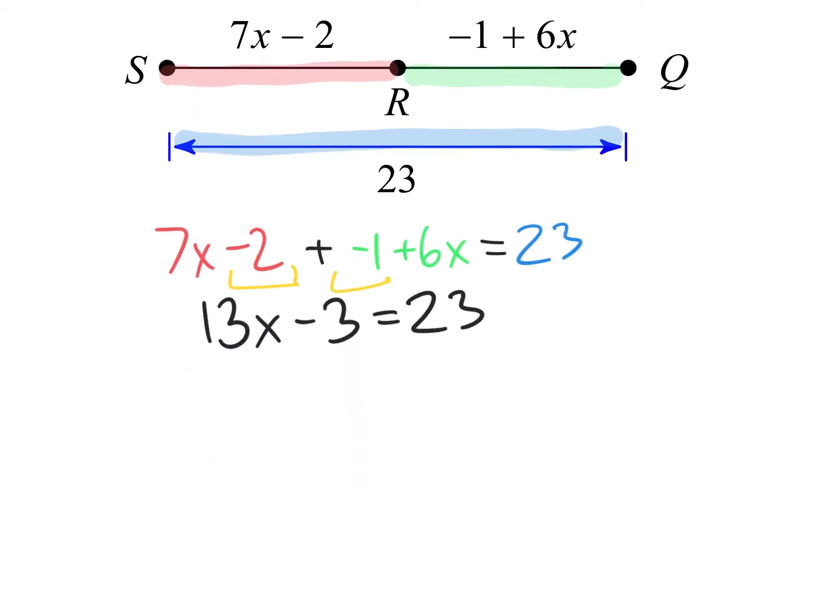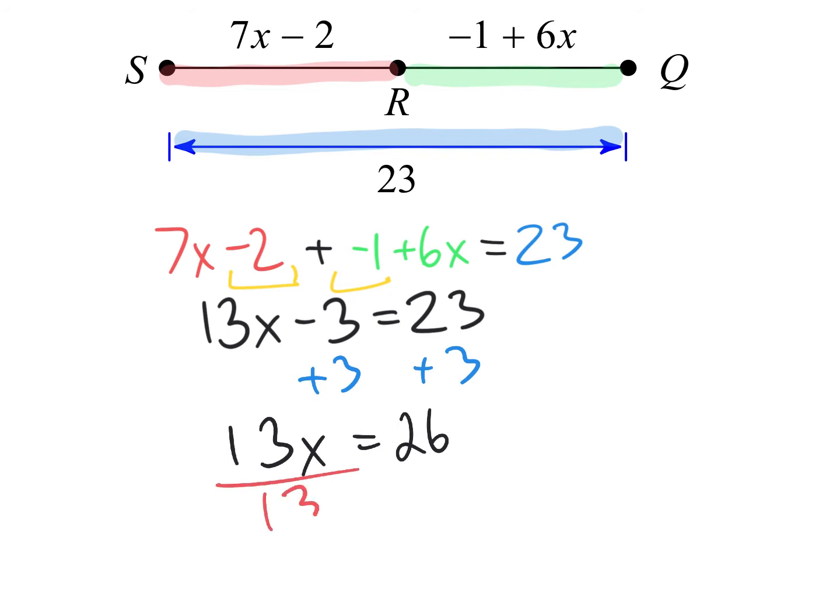Well, we want to isolate x, right? To do that, we're going to add 3 to both sides, and then it's going to give us 13x equals 26. Of course, we want to isolate the x, so we're going to divide both sides by 13. And so x is equal to, when we divide 26 by 13, 2.